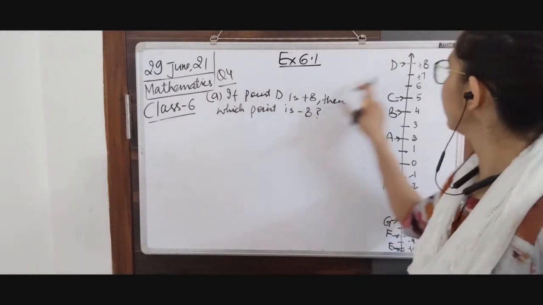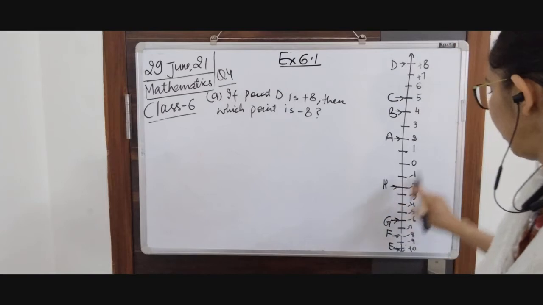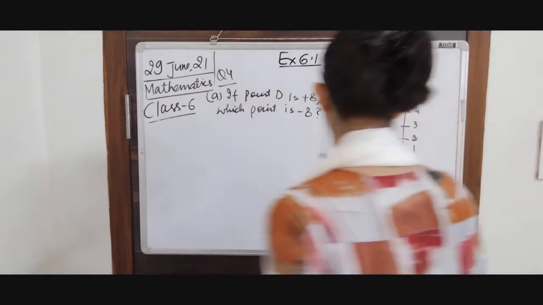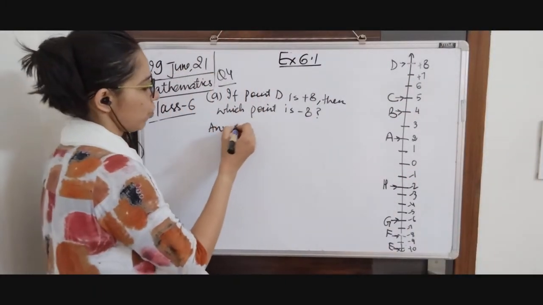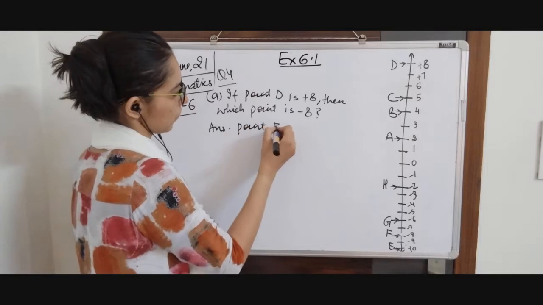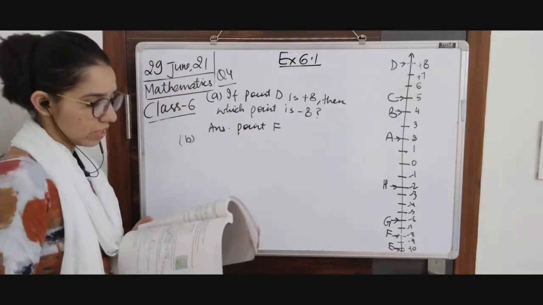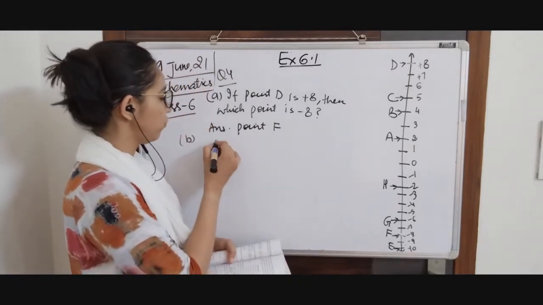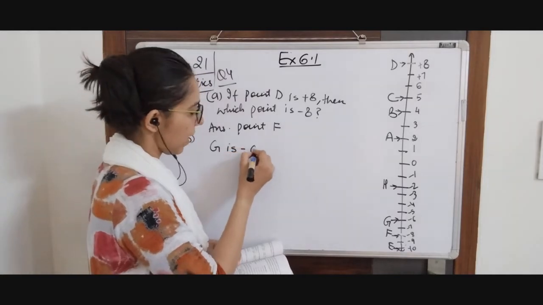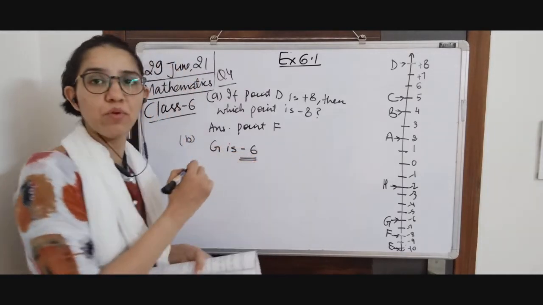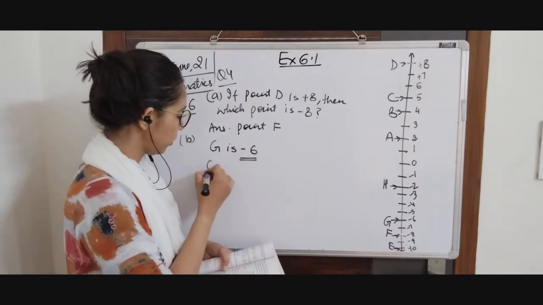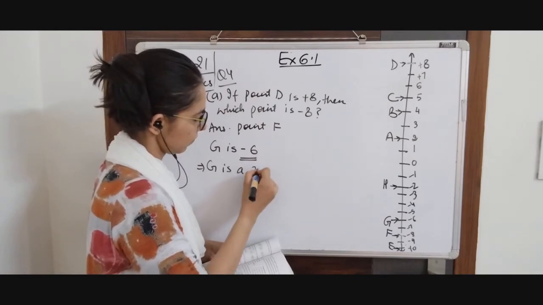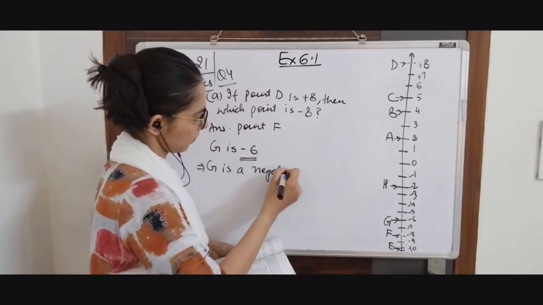So we have to tell, if D is +8, what is point -8? We will look at the -8 point and we will see that there is point F. So your answer is going to be point F. The next one is: is point G a negative number or positive number? Your point G is minus 6. Now, is minus negative or positive? It is negative. So G is a negative integer.